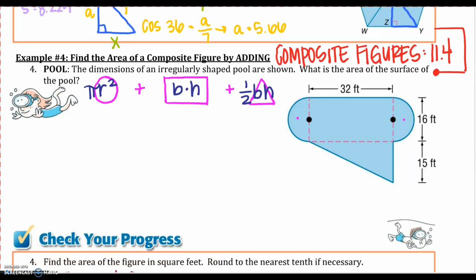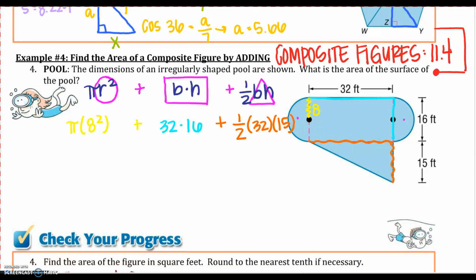So looking at the circles, I know it's pi r squared. For my radius, I'm going to look over here. The diameter is 16, so the radius would be 8. So I'm going to say pi 8 squared plus my rectangle. I look at my base and my height, so 32 times 16. And then last, I'm going to look at my triangle, 1/2 BH, so 1/2 my base. I'm going to say this is my base, my height is here, so 32 times 15.